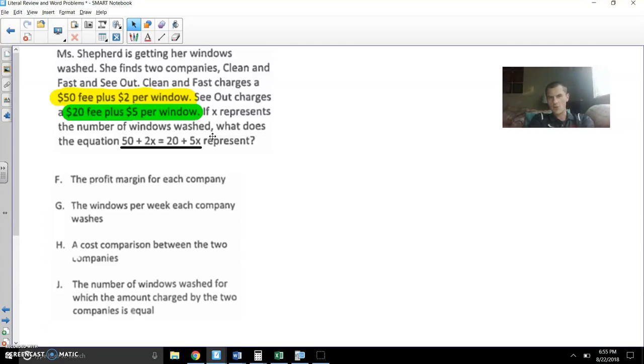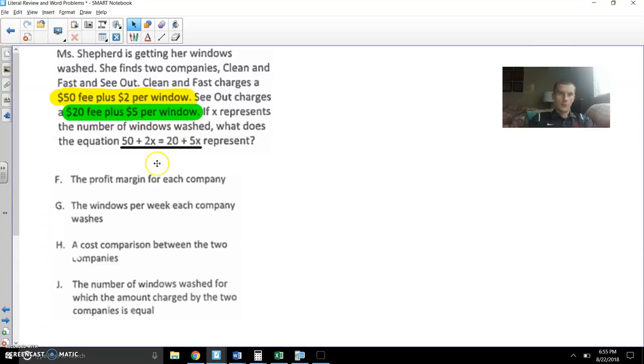But she's not buying new windows. She's just trying to clean them. The first company, Clean and Fast, they're charging $50 for a fee plus $2 per window. And this other company, See Out, charges a $20 fee, but it's $5 per window. And so they say if x represents the number of windows you're washing per house, what does the equation 50 plus 2x equals 20 plus 5x represent?